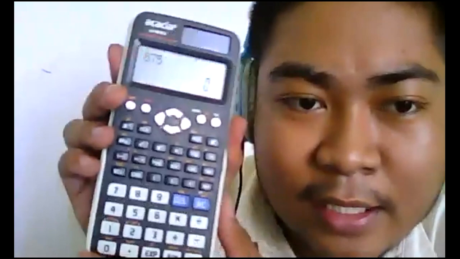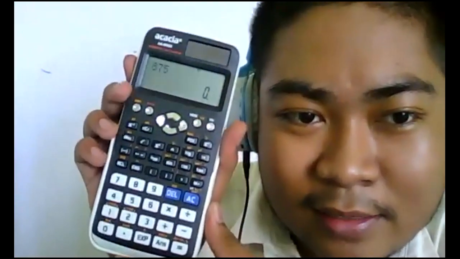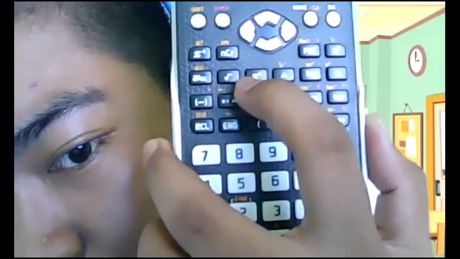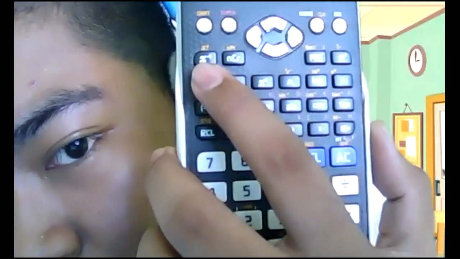So, tutorial. 875. Okay? Wait lang, nakikita ba? Ayan. So, 875 and then pindutin lang yung parang L. A, B, C. Yung A, tapos BC, sabi niya. Kung makikita nyo siya, halos katabi lang siya ng square root.